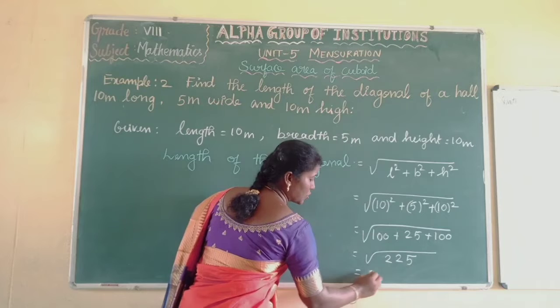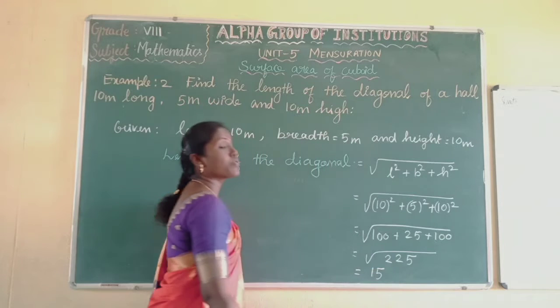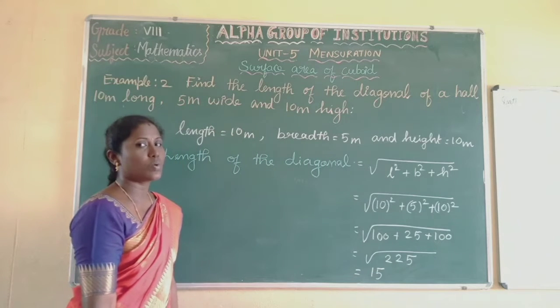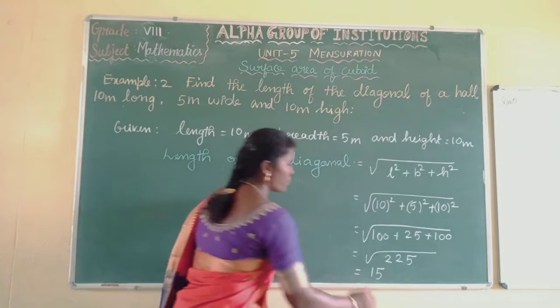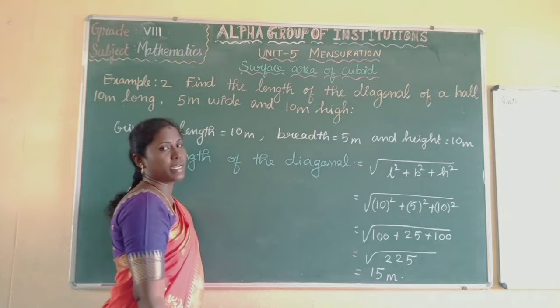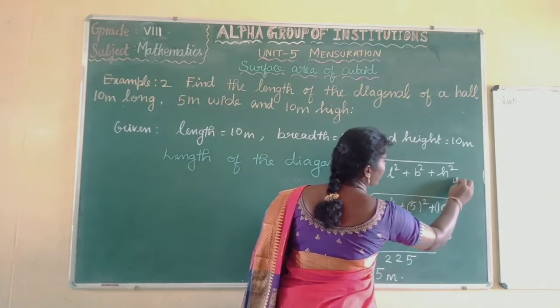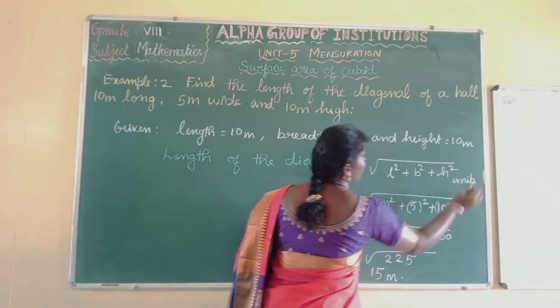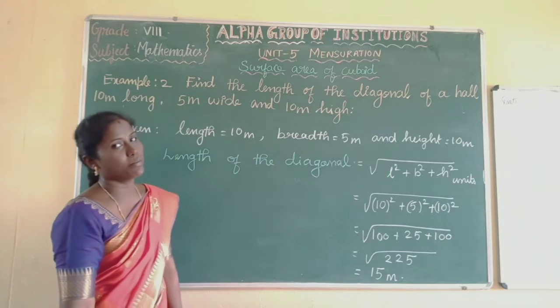225, square root of 225. What is the square root of 225? Which is equal to 15. So 15 meter. The length of the diagonal is 15 meter. Here we are finding the length only, so it will come under units. So the length of the diagonal is 15 meter.